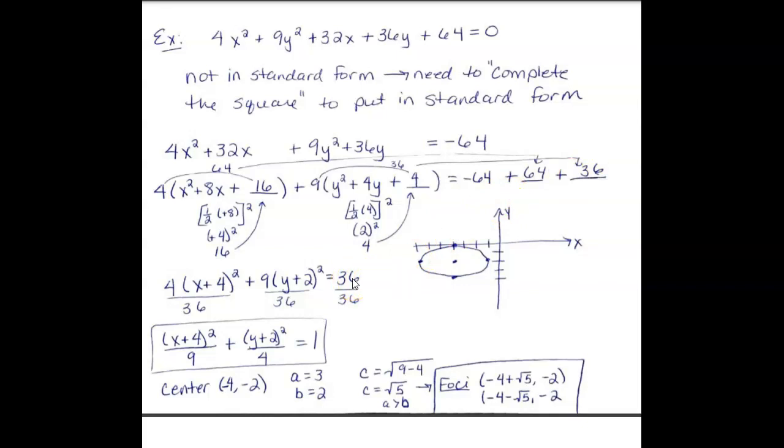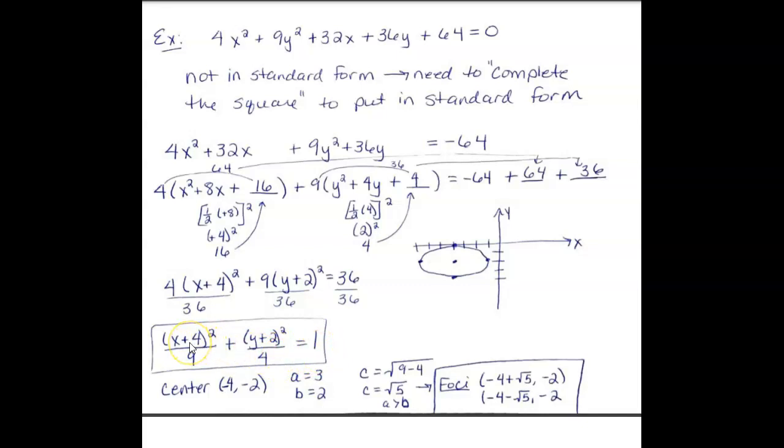And then like the one we saw earlier, if this number's not a 1, it has to be a 1, so we're going to divide everything by 36. So that would leave a 1 over here, and then reducing here we get x plus 4 squared over 9 plus, reducing this, we get y plus 2 squared over 4 equal to 1.